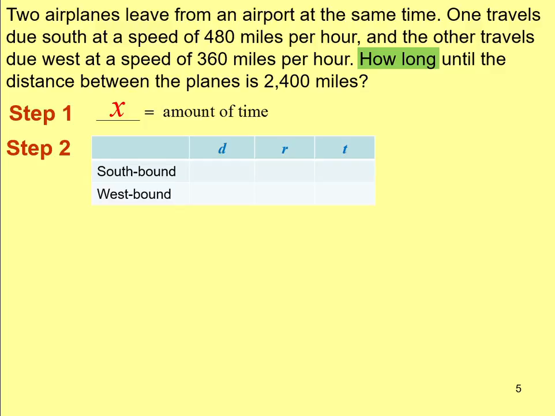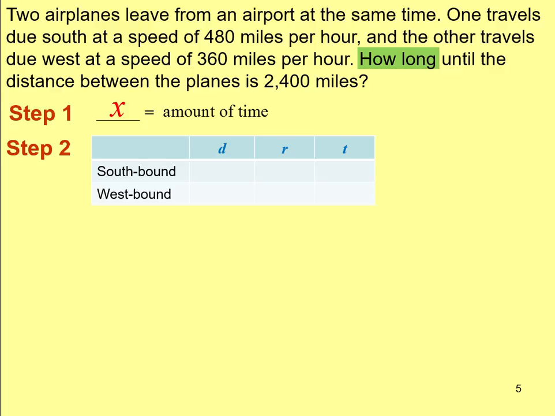In the chart, you want to put over here on the side the two situations. In this one, we've got a southbound and a westbound airplane. And we've got 3 columns, distance, rate, and time. We're going to fill in the chart, then write the equation. Now, the chart you fill in like this.